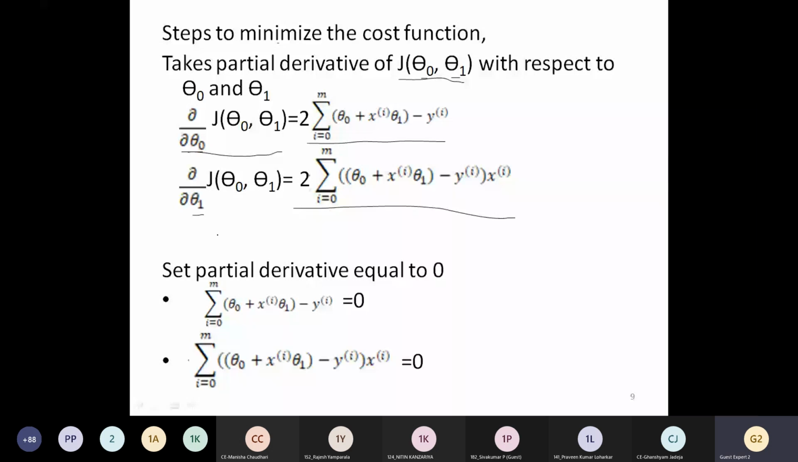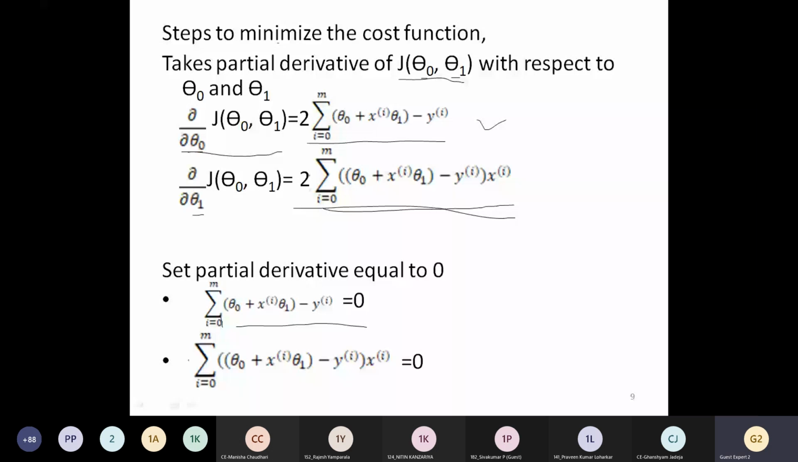Now what we have to do is put this partial derivative equal to 0. So we'll get two equations. The first equation is sigma i equal to 1 to m, theta 0 plus xi theta 1 minus yi, is equal to 0. We are putting the partial derivative equal to 0, so we get this equation. And for the other, we are also putting the partial derivative equal to 0, so we are getting this equation.